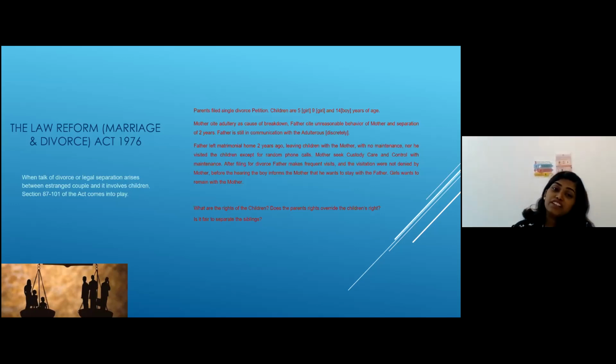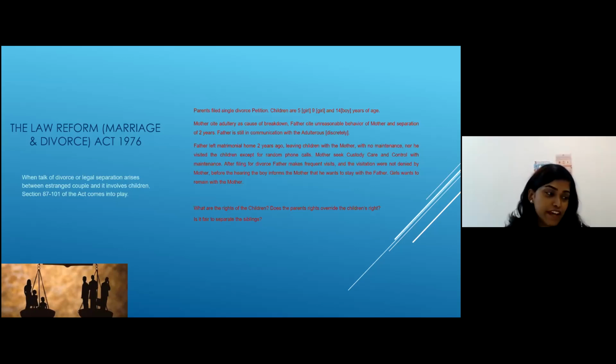Now, the issue here is what are the rights of the children, or do the parents' rights actually override the children's right? And is it fair to separate the siblings? So basically, when it comes to the issue of child custody in court, the court will actually look at two circumstances. The first one is the wish of the parent. For instance, physically, emotionally, and financially, who is more capable to take care of the child. So if it's all better with the father, then by all means, the custody shall go to the father. However, it does not mean that the parents' rights override the children's right.